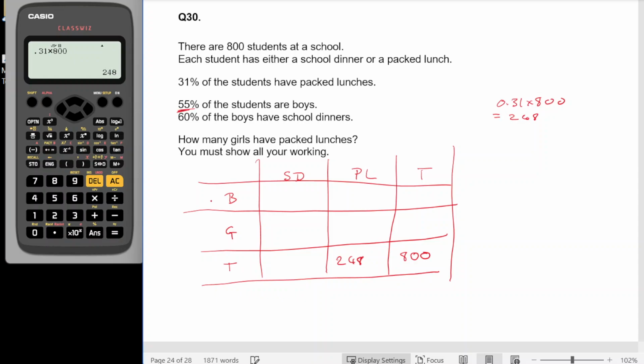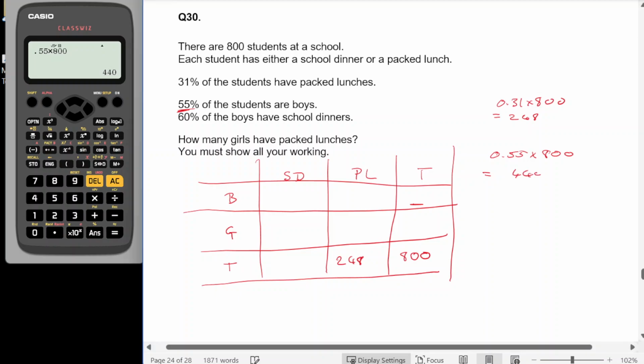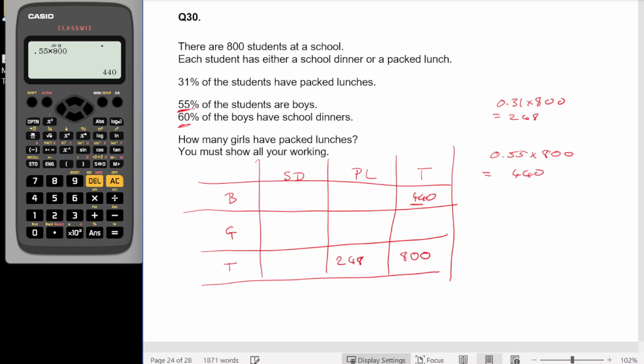55% of the students are boys, so that would be 0.55 times by 800. So 0.55 times by 800 gives me 440. And then 60% of the boys have school dinners, so that's 0.6 times by 440. 0.6 times my last answer gives me 264.